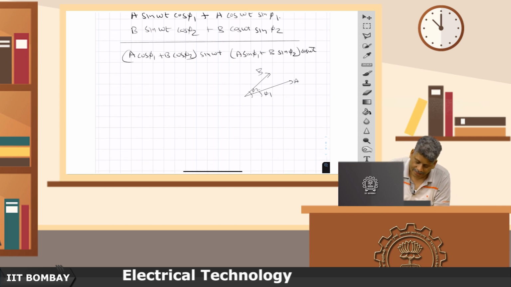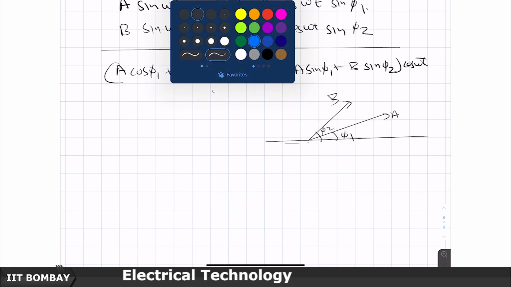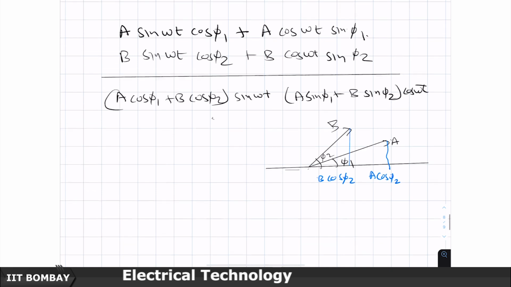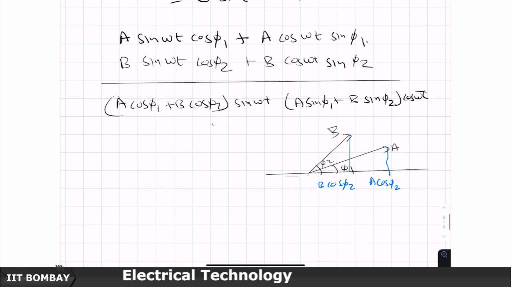If I now write these two vectors and if I project them along the x axis, what is this component? This component is B cos phi 2, and this component is A cos phi 1. So basically I have summed the two x components together.